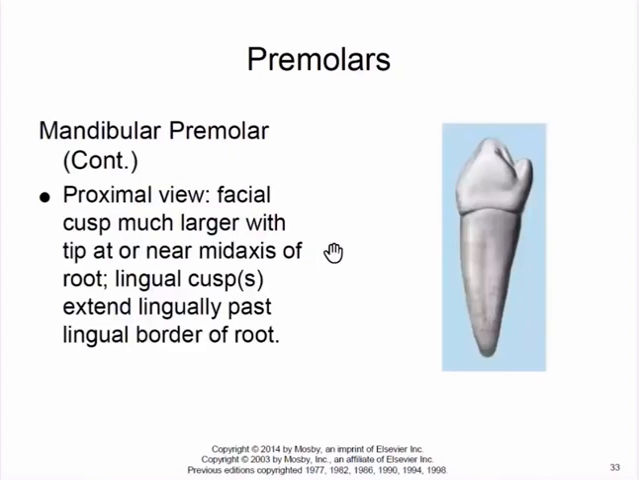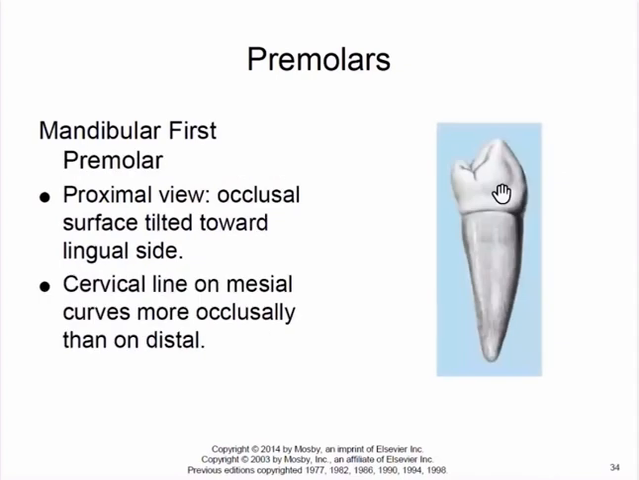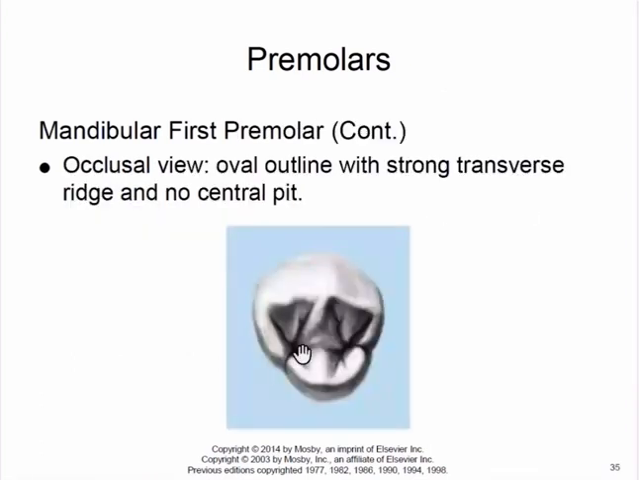So the mandibular first premolar is tilted towards the lingual side. We have the cervical line curving mesially more than distally, as always. For the occlusal oval outline, we have a transverse ridge in the middle, while we don't have a central pit. We have a much smaller lingual cusp.